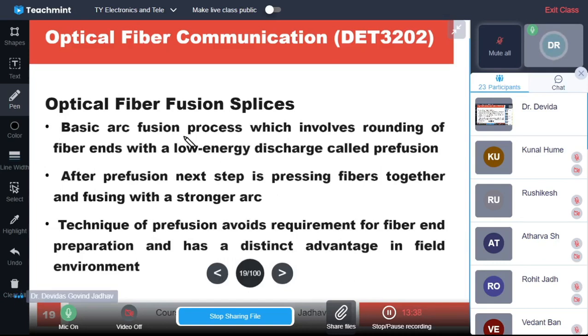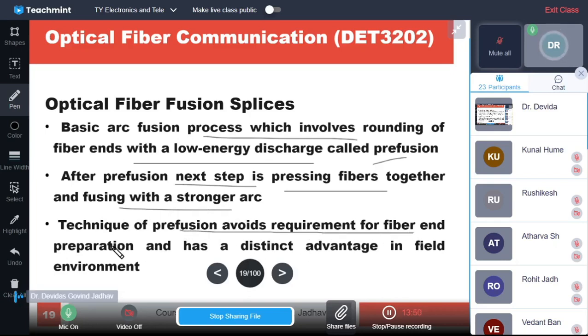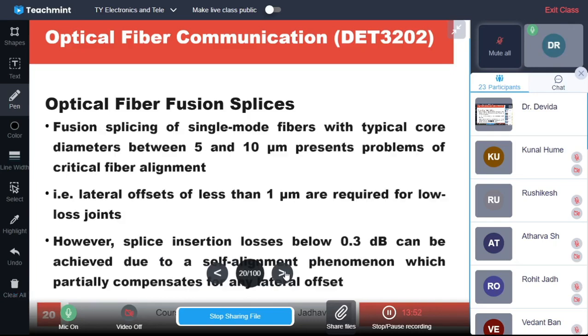The arc fusion process involves rounding of the fiber ends at low energy discharge, called pre-fusion. The next step is pressing the fibers together, and the pre-fusion avoids the requirement of fiber end preparation. That is a very distinct advantage. Then fusion splicing of single mode fibers with a typical core diameter of 5 to 10 micrometers presents a problem in critical fiber alignment. So this we will start now.